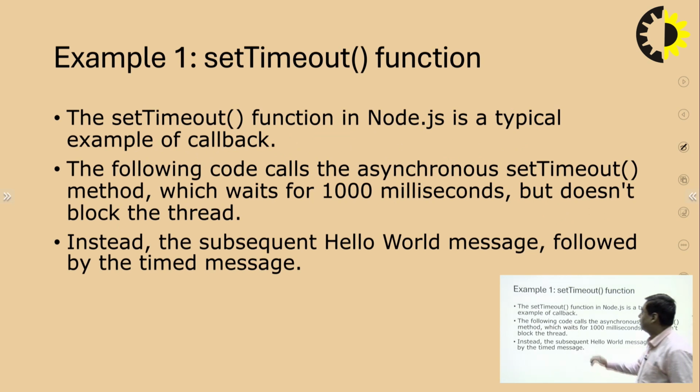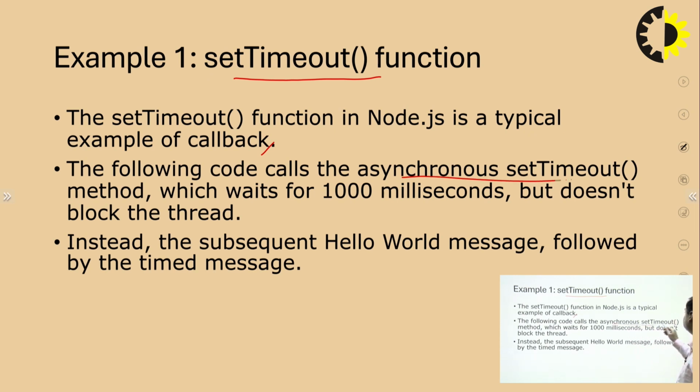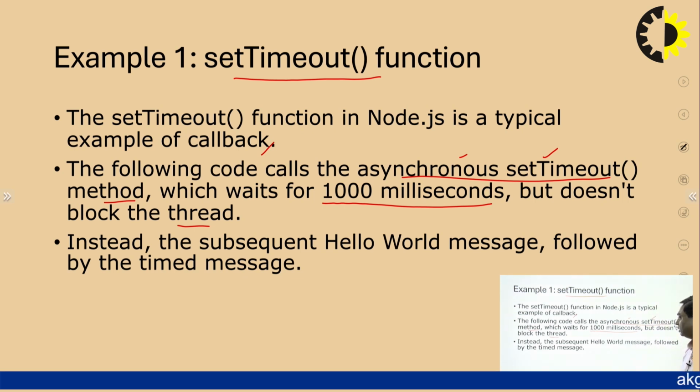See then the example, setTimeout. It is a predefined function, and basically it is an example of the callback function. Now we will discuss the code here related to setTimeout. So it is an asynchronous setTimeout method. Asynchronous meaning this function part can be run along with the other part of the program. So in the example, we will wait for 1000 milliseconds, but it does not block the thread.